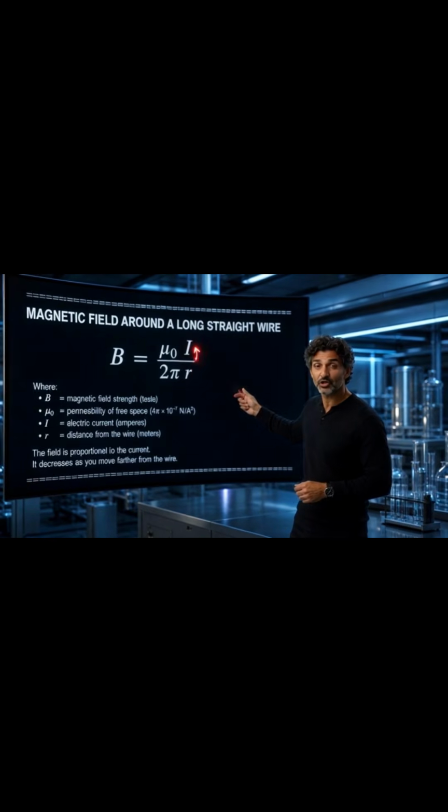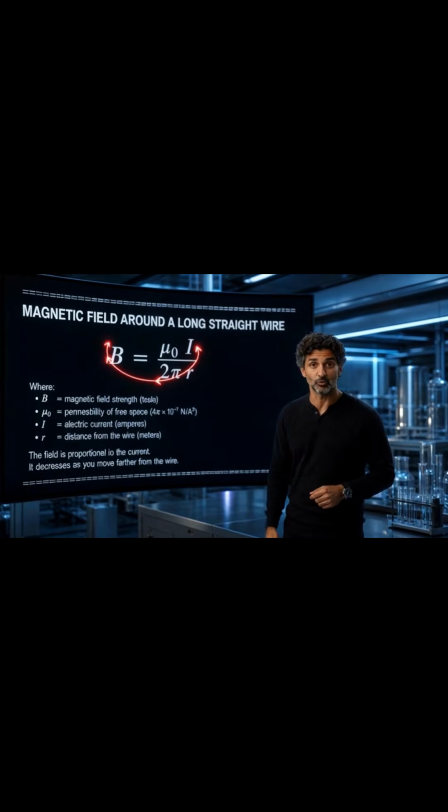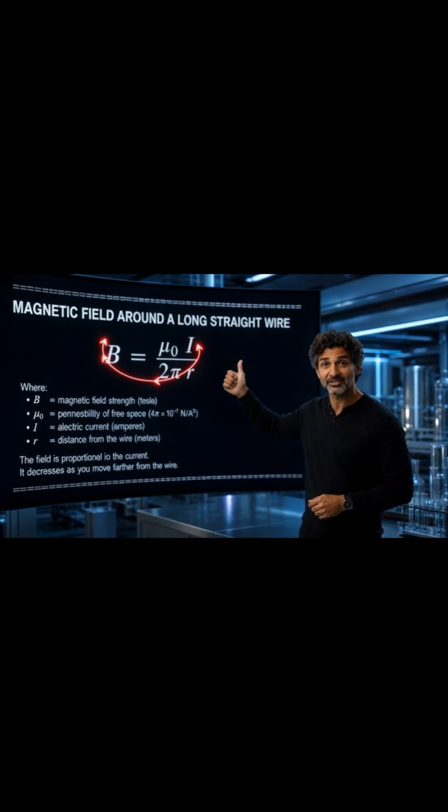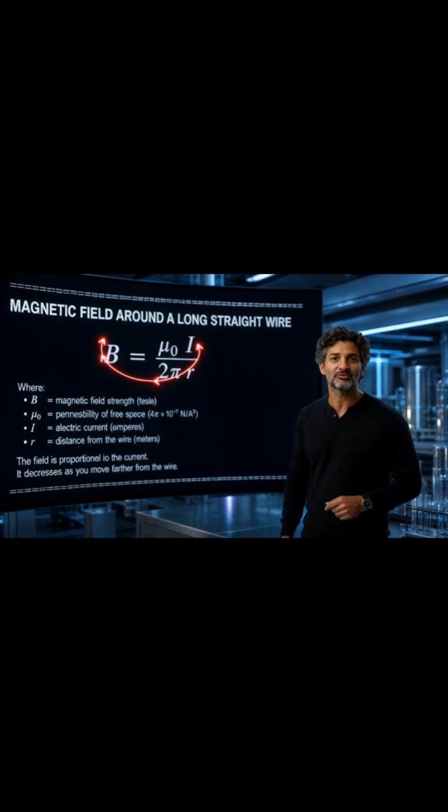The direction of the circular magnetic field is given by the right-hand rule. Point your thumb in the direction of the current. Your fingers curl in the direction of the magnetic field. This rule works for any straight wire.